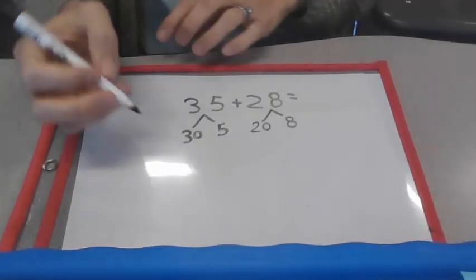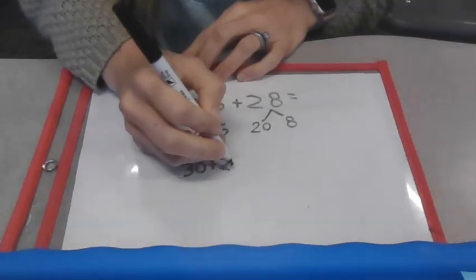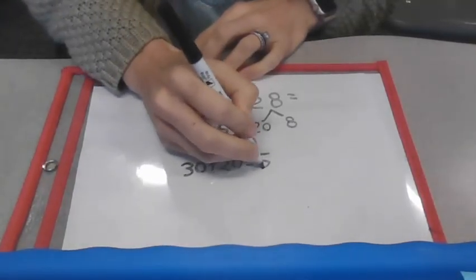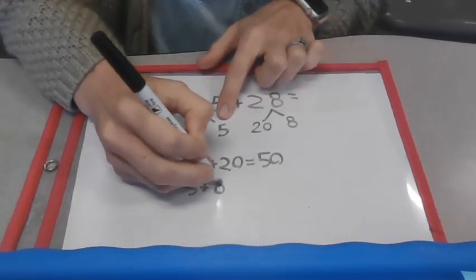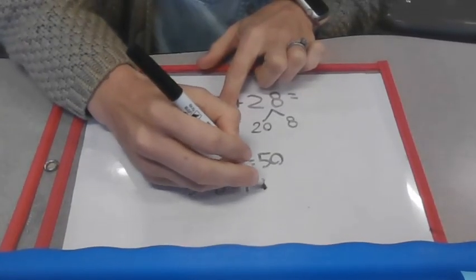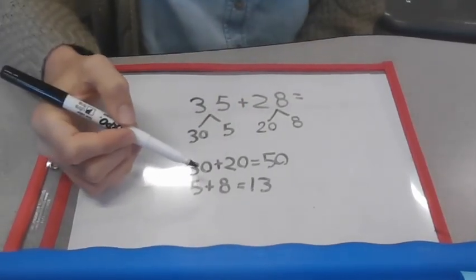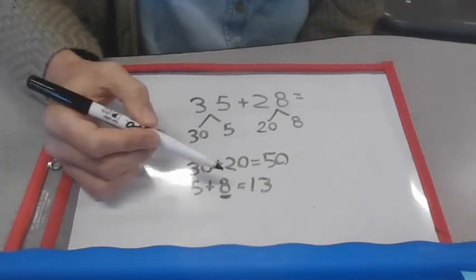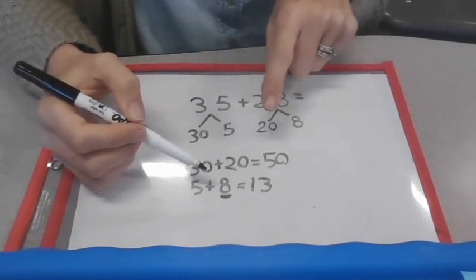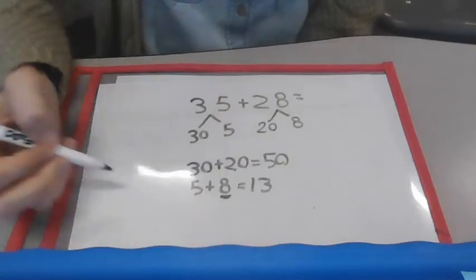Now, just like I did with the place value blocks, I'm going to add my tens together. 30 plus 20 equals 50. Then I add my ones. 5 plus 8 equals 13. And we can use this strategy if students don't just know that offhand, which they probably don't, they can count on. So I like to count on from the greater number: 8, 9, 10, 11, 12, 13. I counted on to get 13.